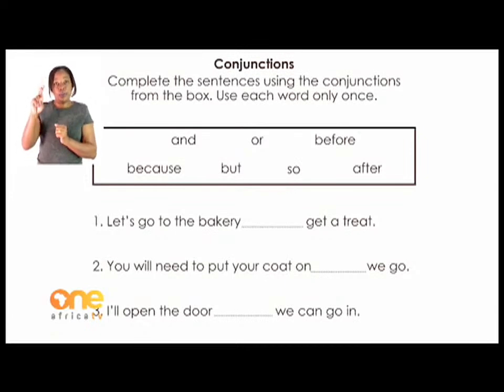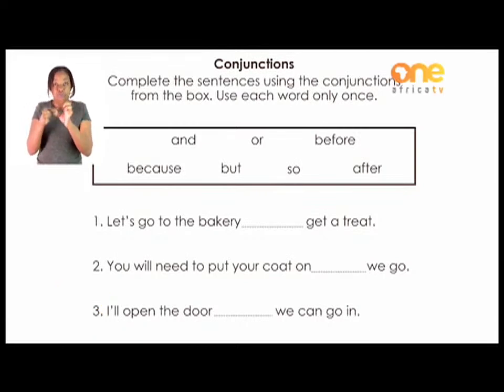What about or? Or is when you are given options, this or that. But joins two ideas which are opposites. They oppose each other. Then when you join those two sentences, you have to use a but.